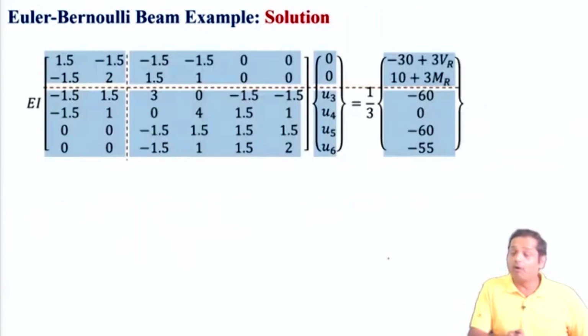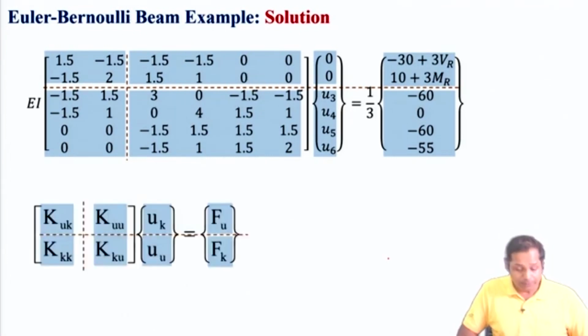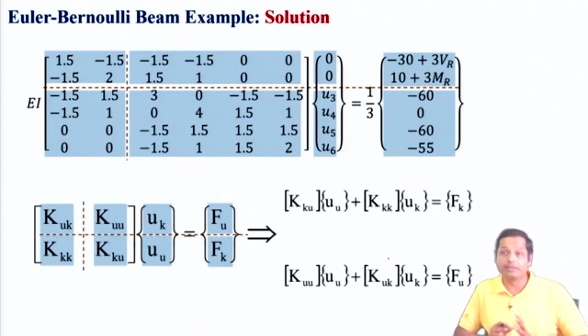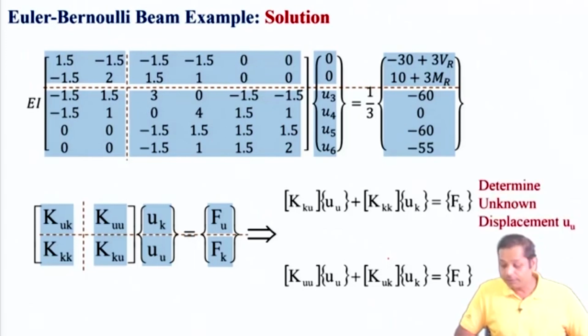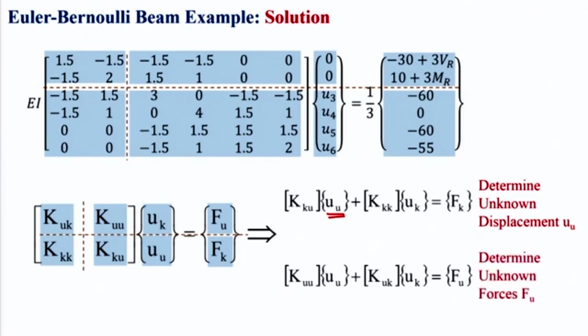Now, we have already discussed how to partition this matrix, these equations, based on the known and unknown information, and if we do that, finally this will give us these condensed equations, right? And the first equation we can use to determine the unknown displacement, because in this equation only this is unknown, all other information is known. And once we have computed U_U, the unknown displacement, we can substitute it in the second condensed equation to determine the unknown forces, right?